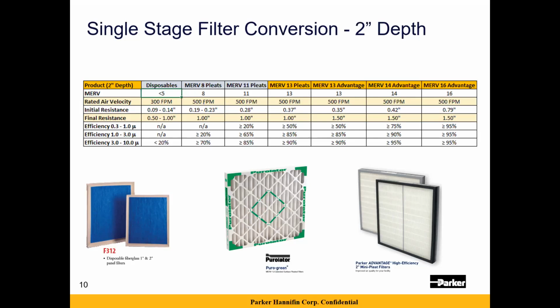Here in systems with 2-inch filters, you typically have more tolerance for higher efficiency filters. Usually you'll have bigger fans capable of handling that load. But again, you'll want to double check that, because initial resistance on a disposable is again 0.09 to 0.14 inches, whereas a MERV 13 pleat is going up to 0.37 inches, so more than double the initial resistance. So you'll want to make sure the system can accommodate that higher resistance filter and still operate properly. But again, you have a lot more options available to you in changing out your 2-inch product.